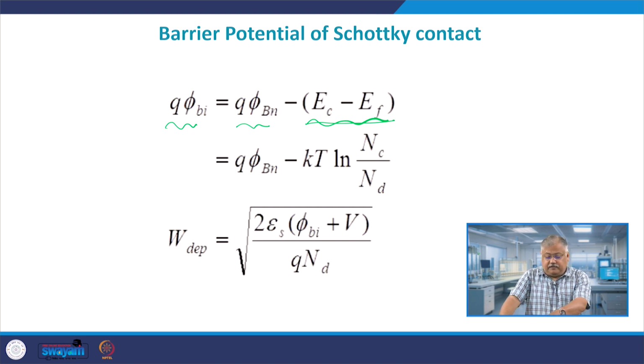So, if I do EC minus EF, it comes out to be kT ln of NC by ND. NC by ND is the conduction band density of states and the donors which are available to us, and this gives you the value of V built in, or q times phi built in.